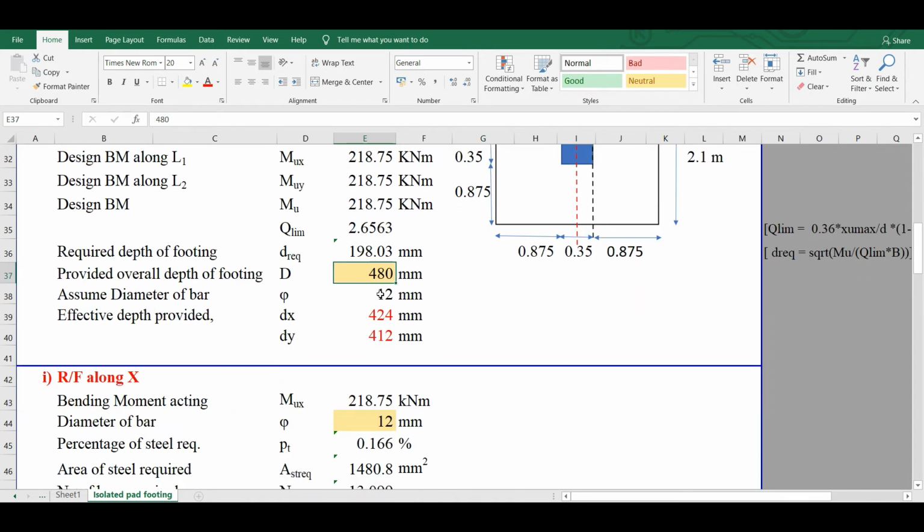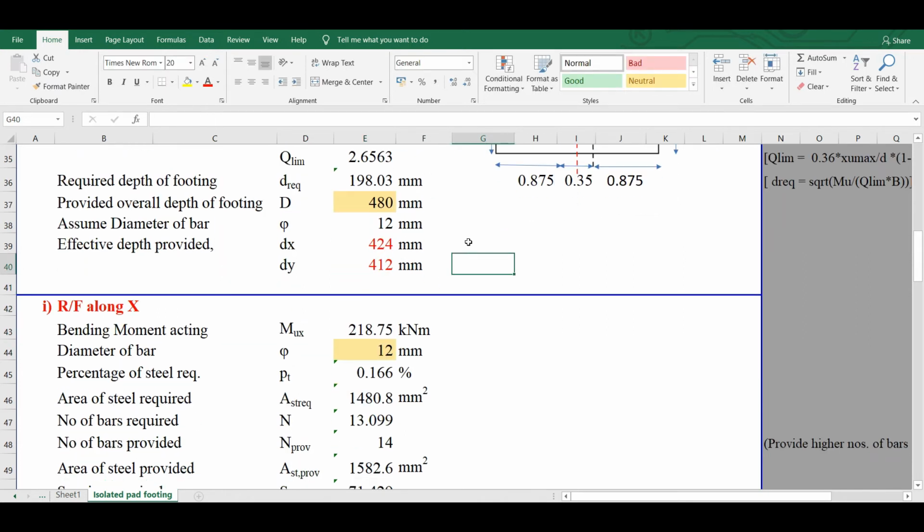Now I will assume the diameter of bar as 12 mm and I will calculate the effective depth in both the directions. So the effective depth in the x direction is given by the overall depth of the footing minus clear cover minus dia of bar by 2, and similarly the effective depth in the y direction will be equal to the effective depth in the x direction minus dia of bar.